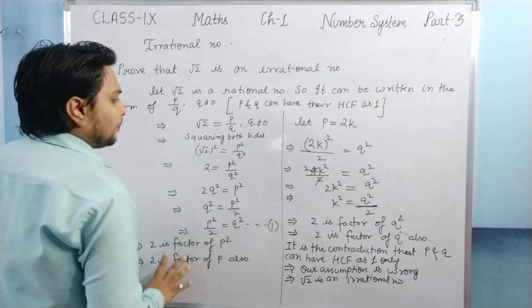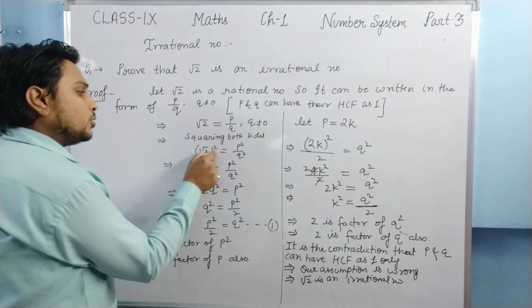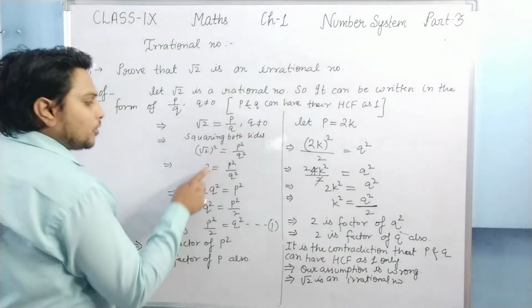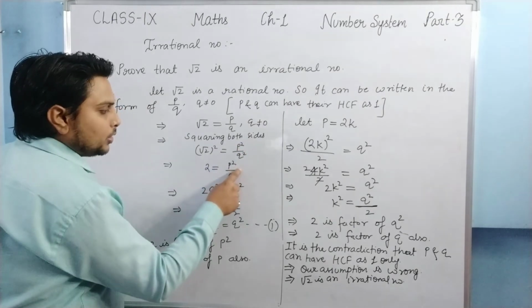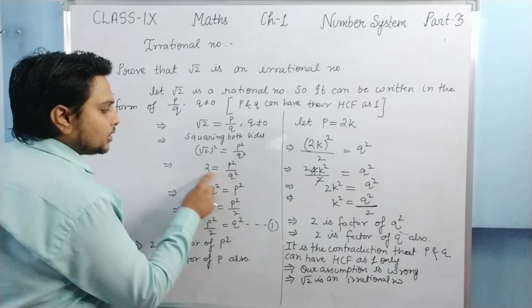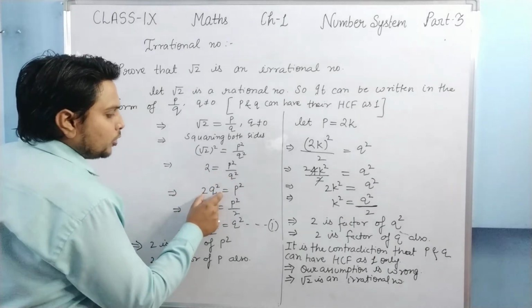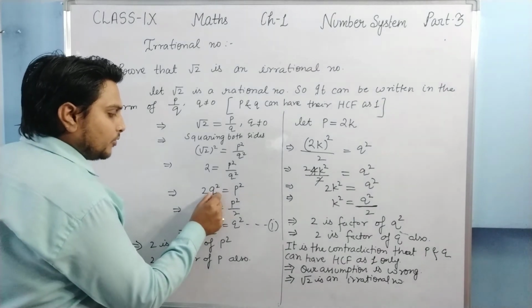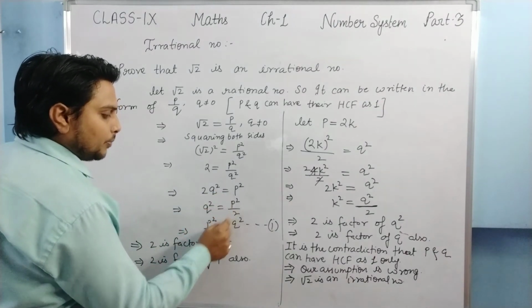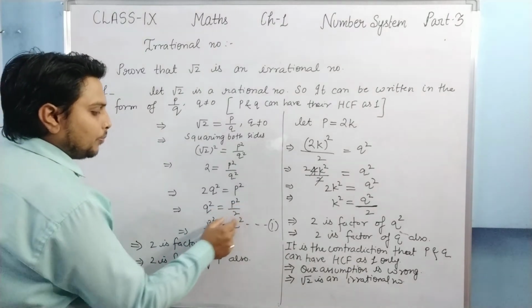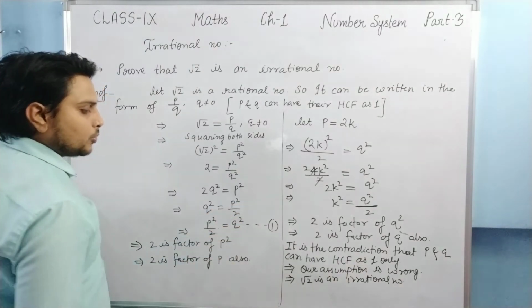Squaring both sides. So if we do the square, under root 2 square is there and p square upon q square. Under root 2 square is 2 and p square upon q square is written as such. After that this q square is shifted. So 2q square is equal to p square. So if we want to find out the value of q square, then it is p square upon 2. And that step I have written like this, that p square upon 2 is equal to q square.